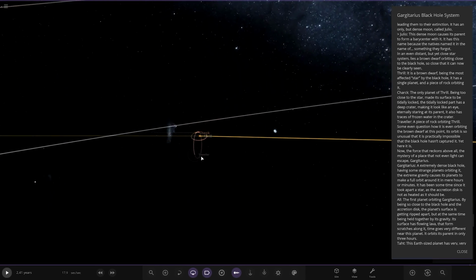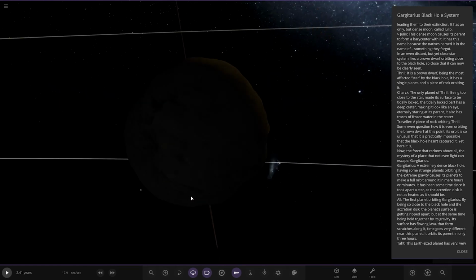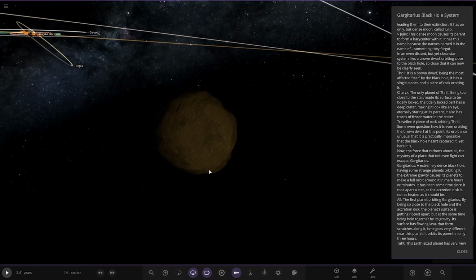So next up we've got Traveller. So this is a random piece of debris. Okay, there it is. Some question how it's even orbiting the brown dwarf at this point. Its orbit is unusual. It's practically impossible that the black hole hasn't captured it yet.